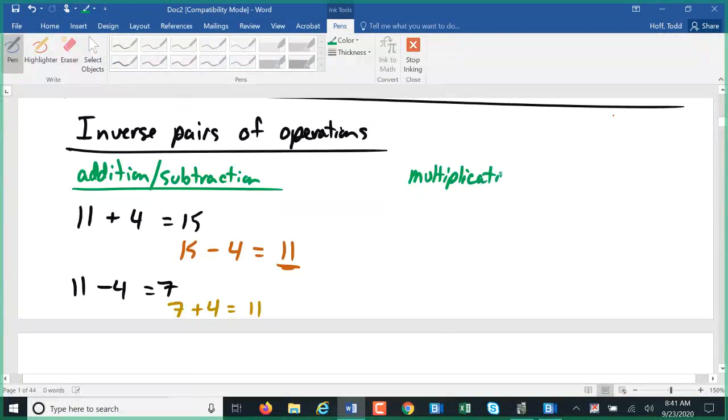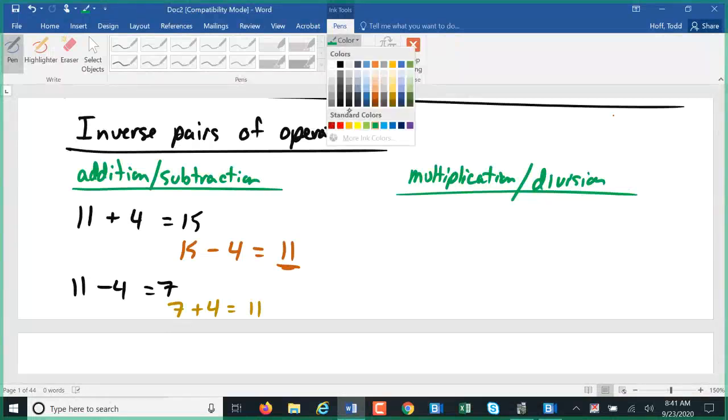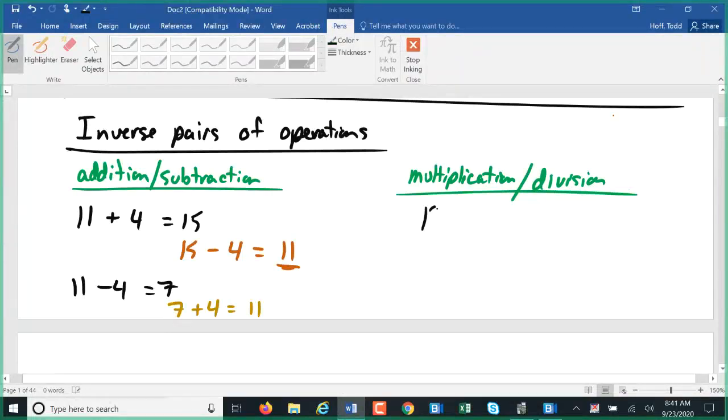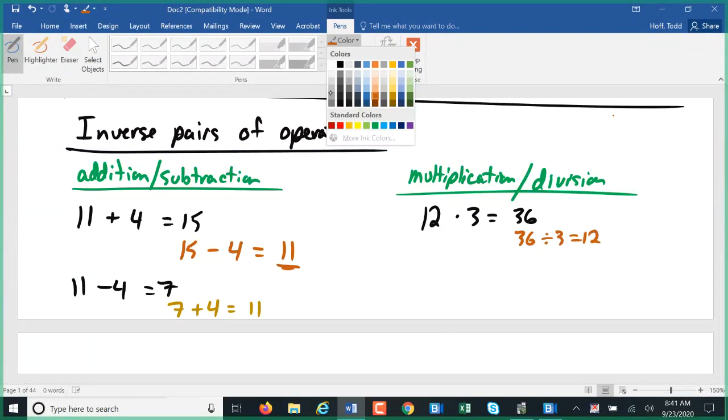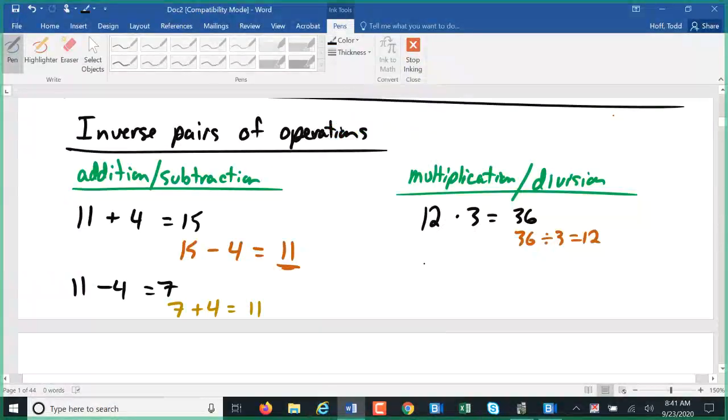Multiplication and division are also an inverse pair. Let's say I start with the number 12. If I multiply by 3, I get 36. Well, if I want to get that back to the 12, I take my 36 and I divide by 3. It gets me back to the 12. Multiplying by 3 and then dividing by 3 gets me right back to where I started.